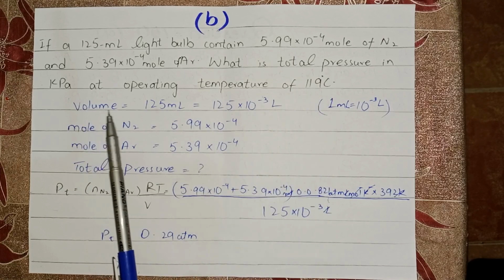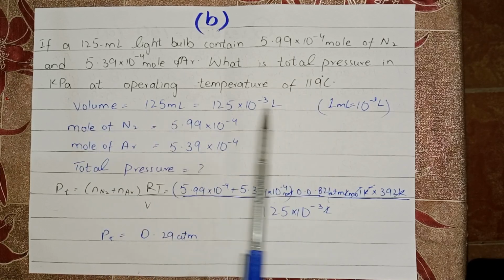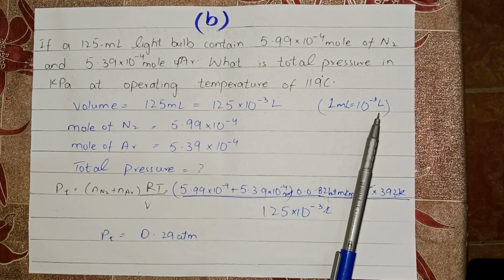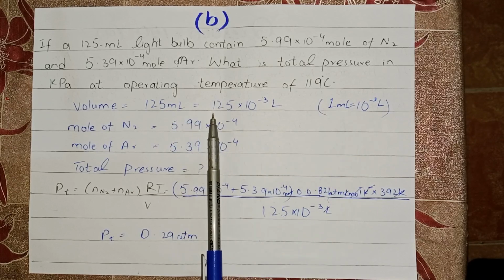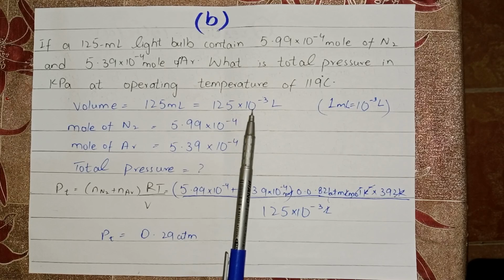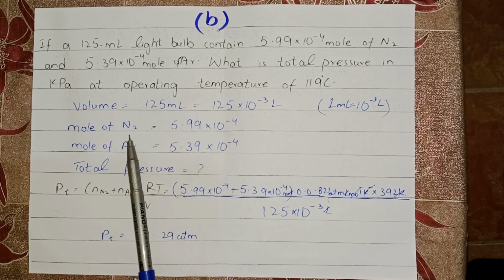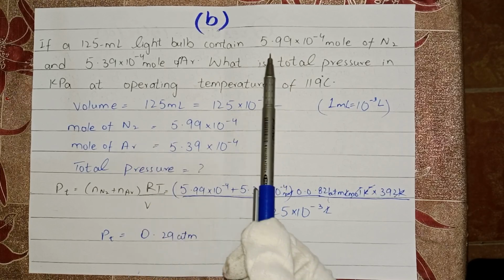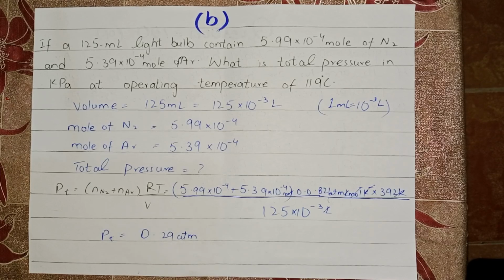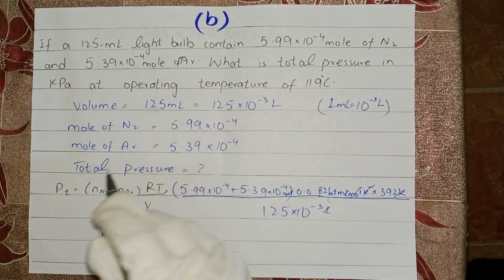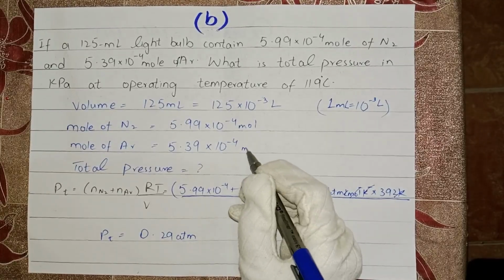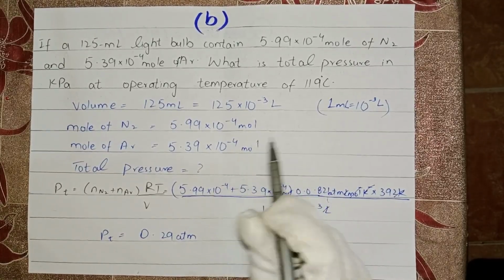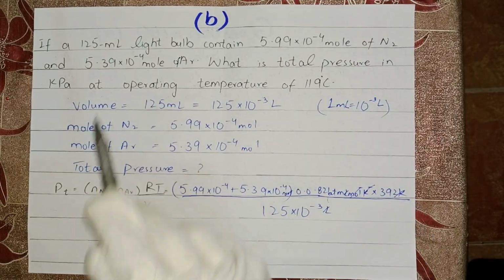The volume is given, which is 125 milliliter. We know that 1 milliliter is equal to 10 to the power minus 3 liter. So the volume will become 125 into 10 to the power minus 3 liter. Moles of nitrogen are 5.99 into 10 to the power minus 4 moles, and moles of argon are 5.39 into 10 to the power minus 4 moles.